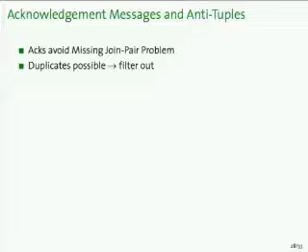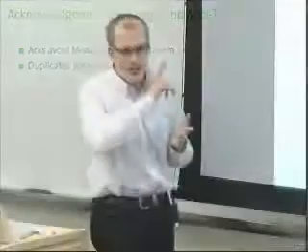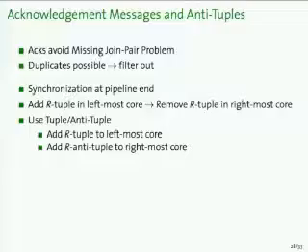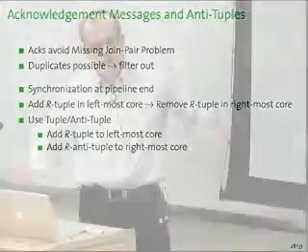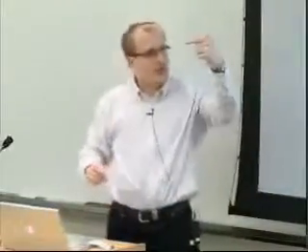So you can avoid this missing join pair problem, but as you can see in this example, you will see duplicates. R5 and S4 have been joined twice. The other problem is you need to have synchronization at the pipeline end, because if you put one in here, you have to take one out on the other core, since they're no longer moving in lockstep mode. You can do this with anti-tuples. So you put the tuple in here, you put the anti-tuple in on here, and it ends up in the same queue, and so you have a relative ordering between them.